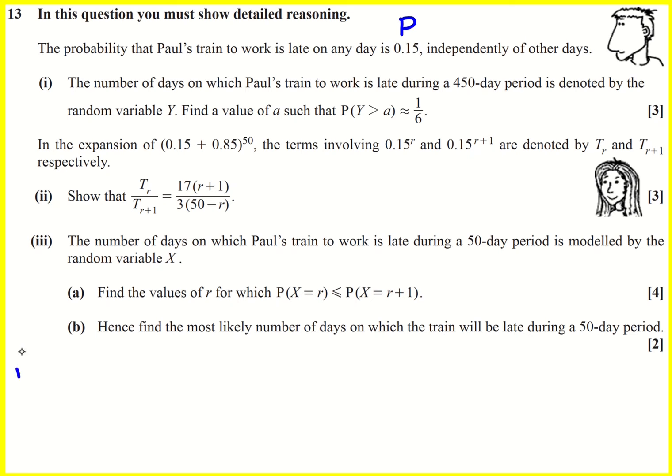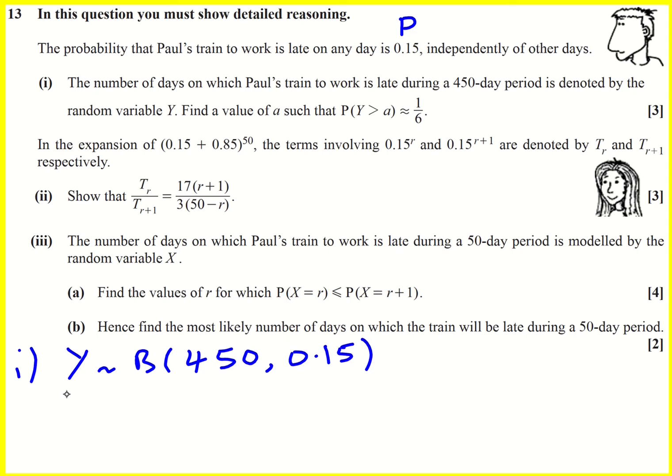Then for part one, we have that the number of days on which it's late is denoted by capital Y. And there are 450 days over the period, so Y will follow a binomial distribution. Number of trials is 450. The probability of success is 0.15.